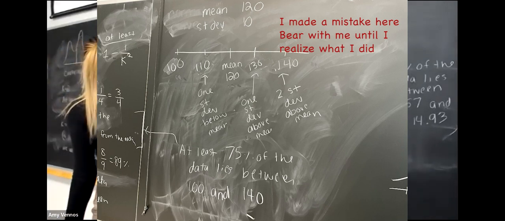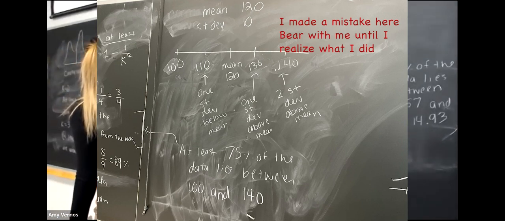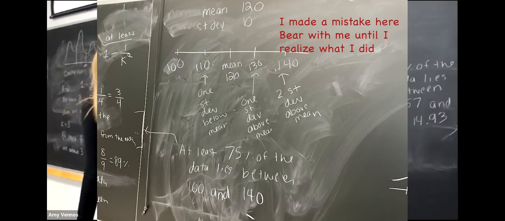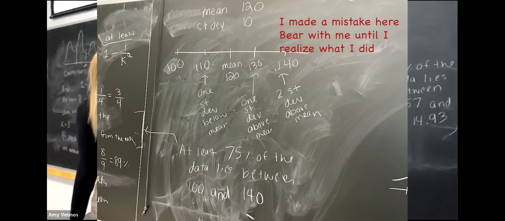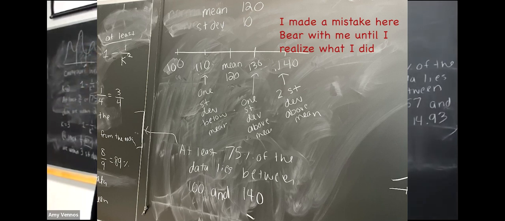So all we can say at the end is we know that at least 75%, right, k equals 2, of the data lies between 100, which is 2 standard deviations below, and 140, which is 2 standard deviations above. So 100 and 140.